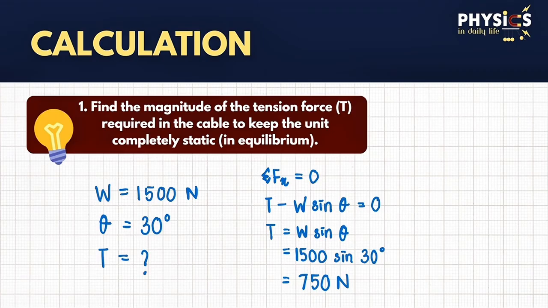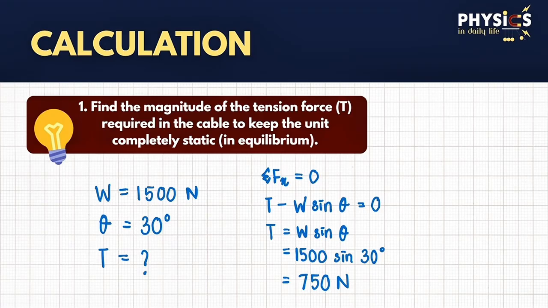First, let's look at the parallel direction, which we have assigned as our x-axis. Along this axis, we have the tension of the safety cable T pulling up the slope, opposing the component of gravity pulling the unit down the slope. We write our equilibrium equation as T minus W sin theta equals 0. By moving the weight component to the right side of the equation, we isolate our tension, where we get T equals W sin theta. Then, we substitute all the known values and we get T equals 750 Newton.